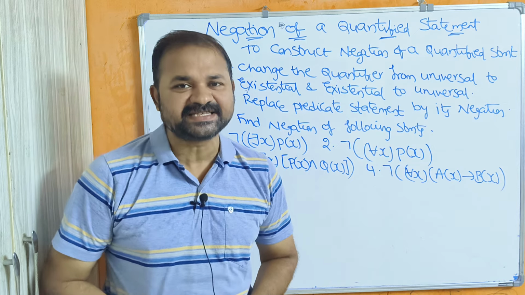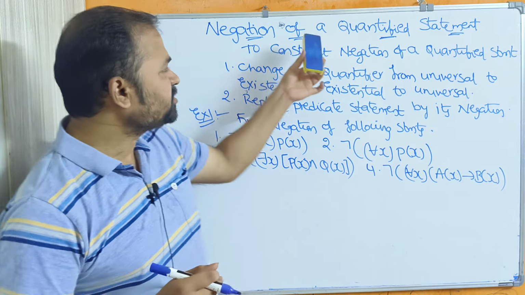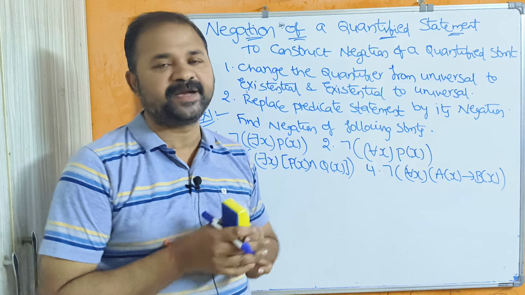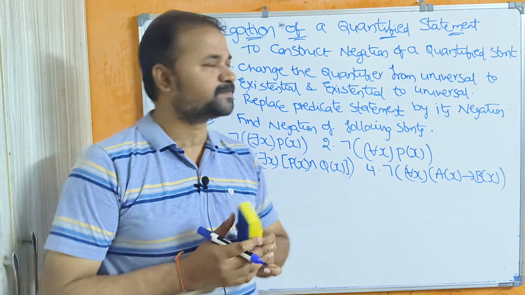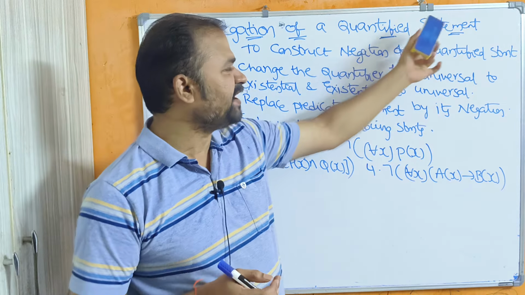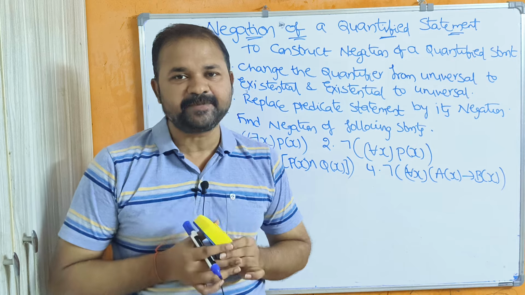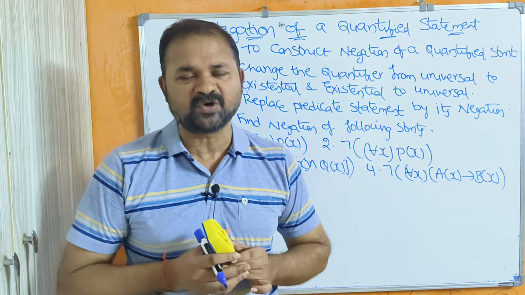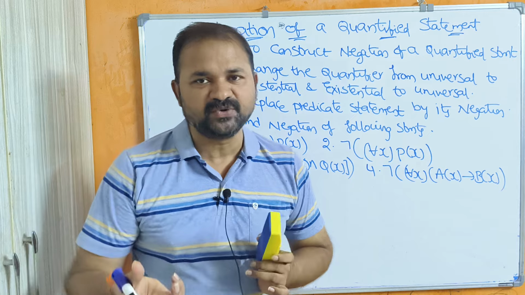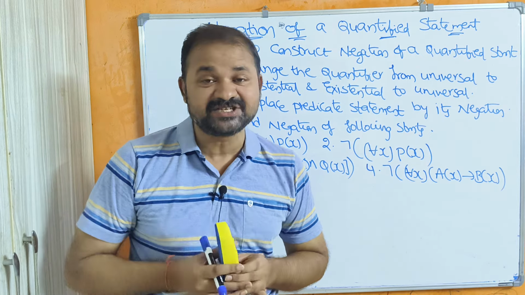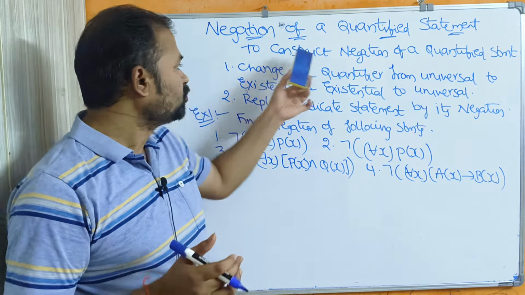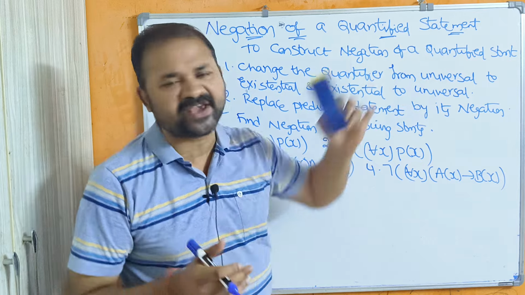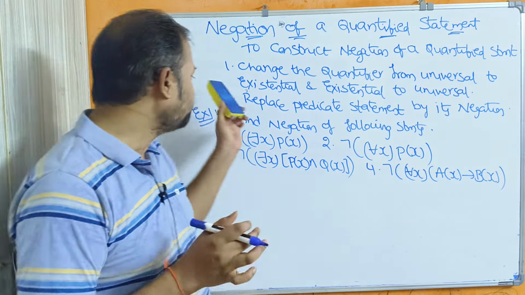Now let us discuss negation of a quantified statement in discrete mathematics. We know that a quantified statement means a statement which contains quantifiers. We have two types of quantifiers, such as the universal and existential quantifier. To construct the negation of a quantified statement, we have two rules.